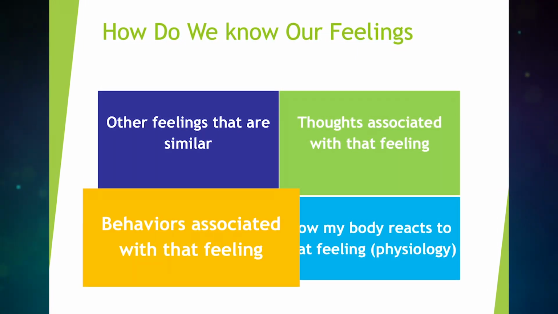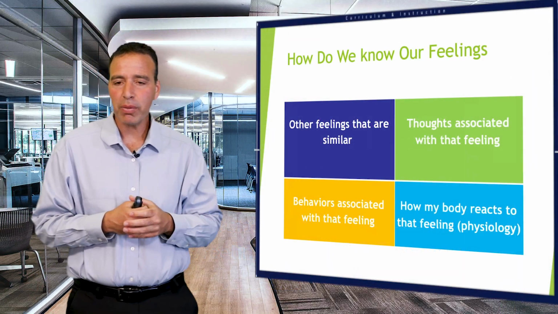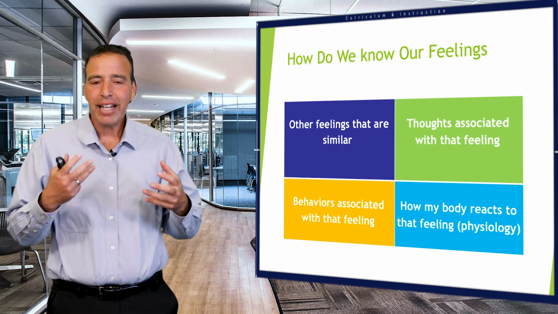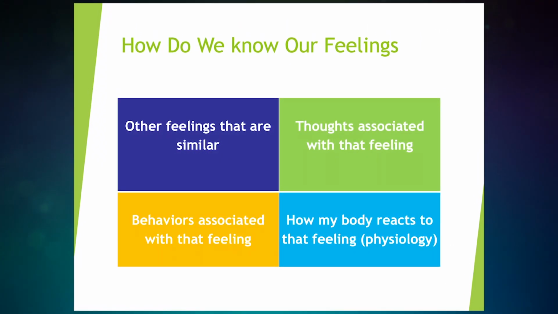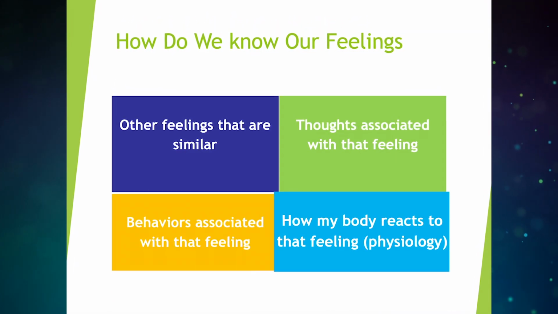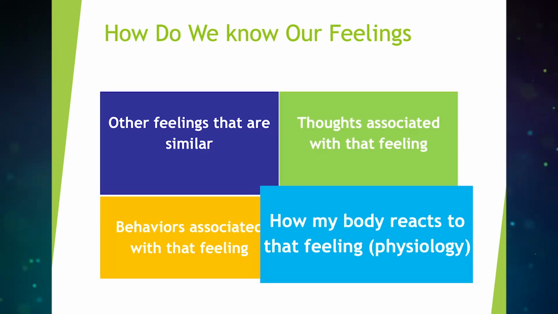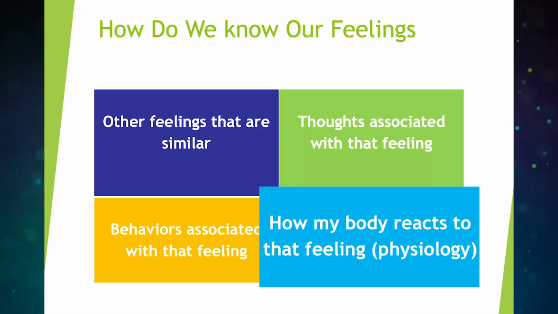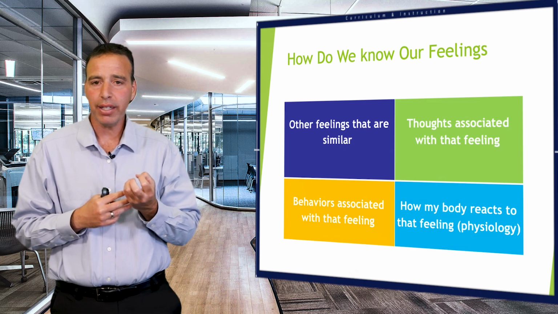What are some behaviors that I might feel when I'm thirsty? I might get a little irritable. I might be walking towards the fridge, looking at different beverage options. And then a big one, in a way we know our feelings a lot too, is our body. Our physiology lets us know. So our brain looks at these 4 different inputs, and then it helps decide, based on that, what kind of feeling state we're in.